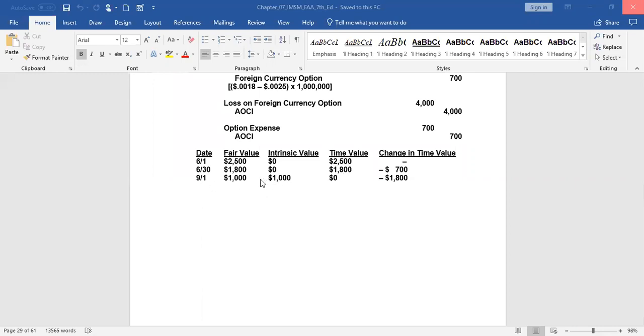How do we get that? The difference between the spot rate on June 1st and September 1st, 0.0001 times 1 million pesos. That's its intrinsic value. The time value change has decreased from 1,800 down to 0.